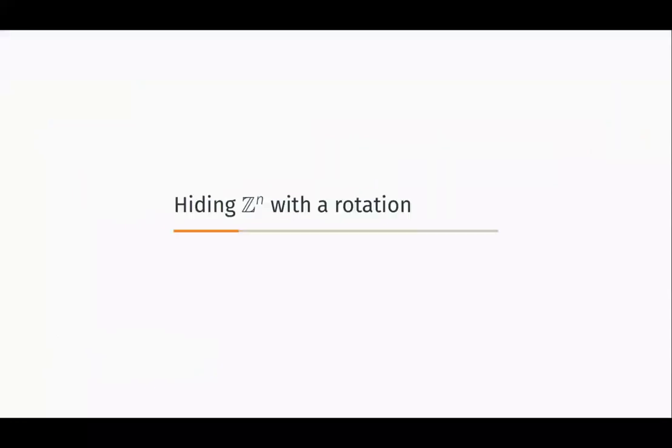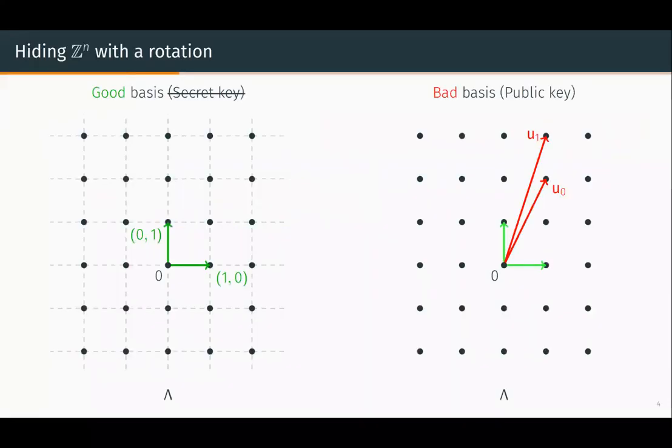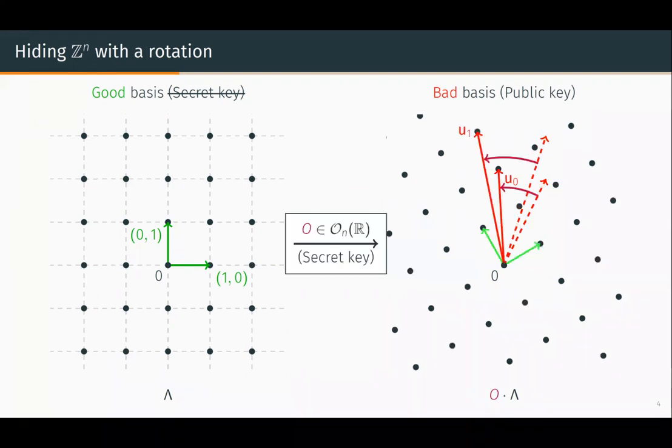That's a good question. Our idea was to hide the integer lattice by a rotation and make this rotation public. This is the normal picture: on the left, you have the trapdoor basis in green, and on the right, you construct the bad basis, in red, and that becomes the public key. But now this good basis is not the secret key anymore. Instead, we rotate the public key, and now the secret key is the rotation that is used.